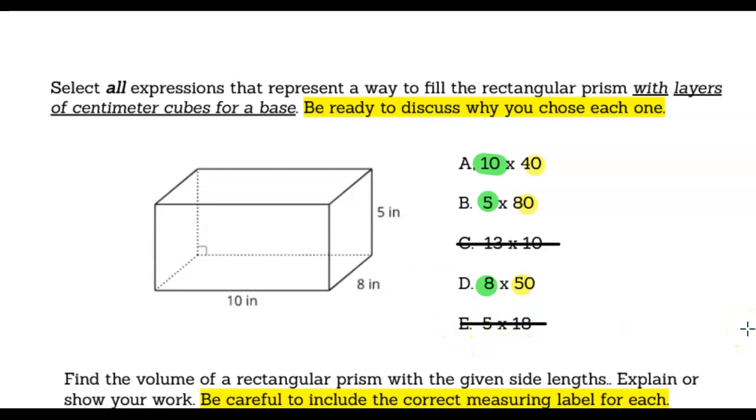So the expressions that will work here are A, B, and D. Remember, when they say select all the expressions that represent a way to fill the rectangular prism with layers of centimeter cubes for the base, what they're saying is there's more than one in this list. Okay?